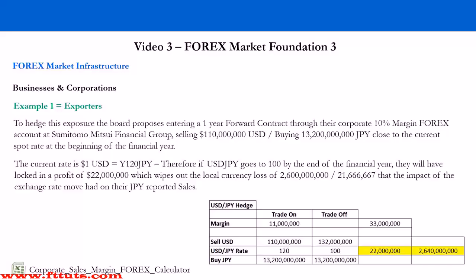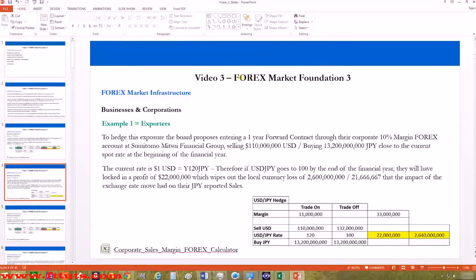So the current rate is $1 buys 120 yen, and if dollar yen goes to 100 by the end of the financial year, they'll have locked in a profit of $22 million. This basically wipes out the local currency loss and the impact that the exchange rate has had on their reported sales and their margin. So by hedging forward, what they've done is taken away the impact of the currency move. They've eliminated it. So let's go back to the spreadsheet.